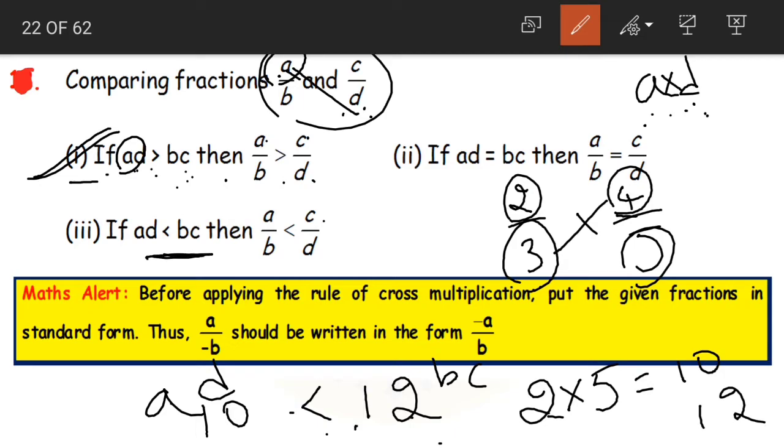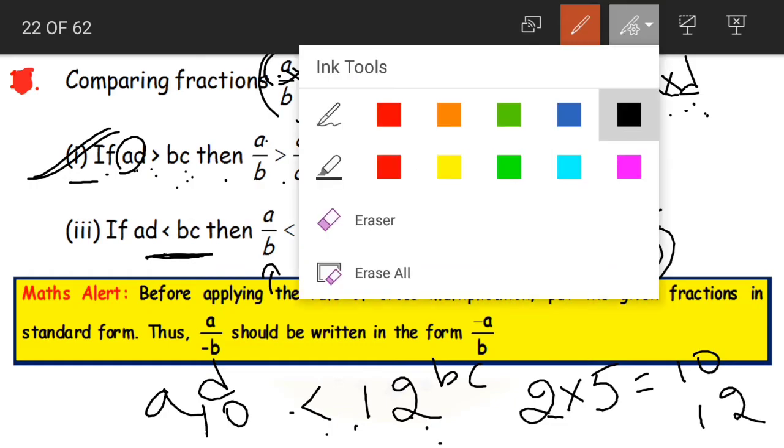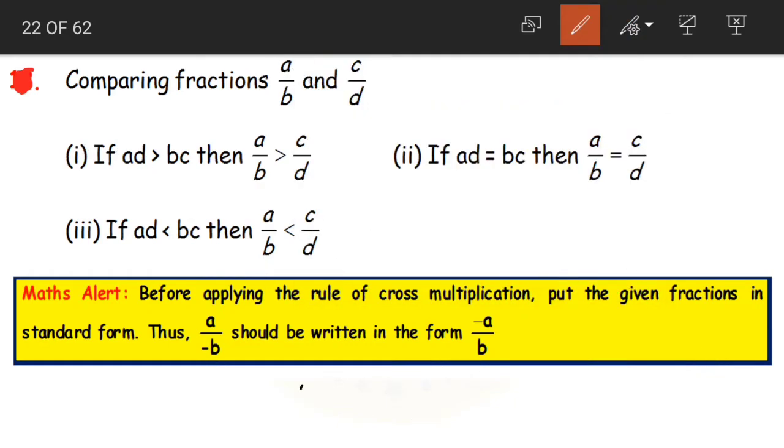Look at this, AD is less than BC. So what can we conclude? We can conclude that A by B is less than C by D. 2 by 3 is less than 4 by 5. Clear students? This is one way. First we need to find out AD and BC and then compare.